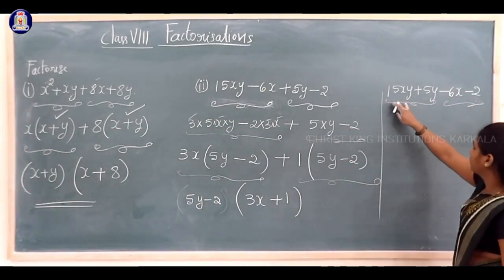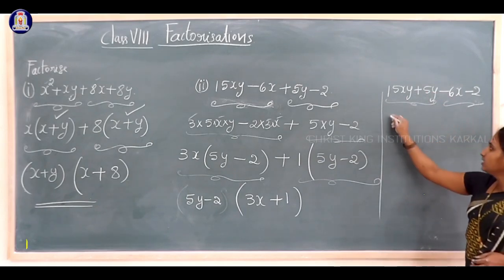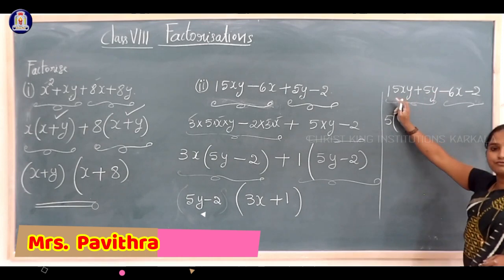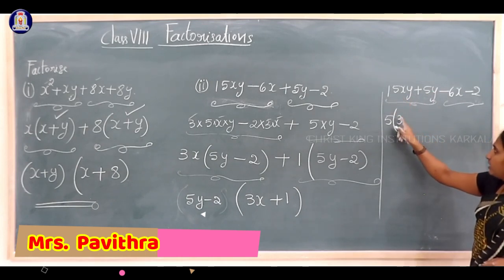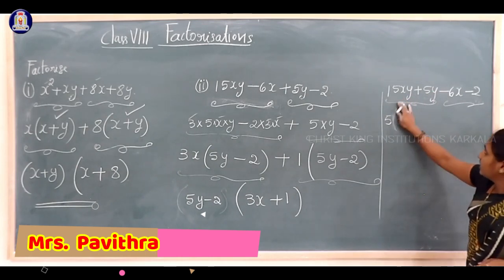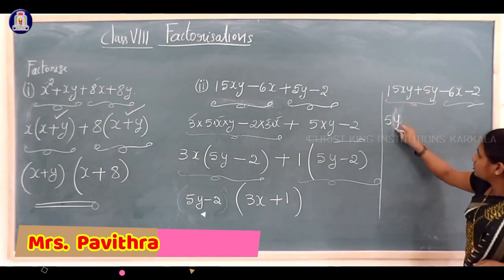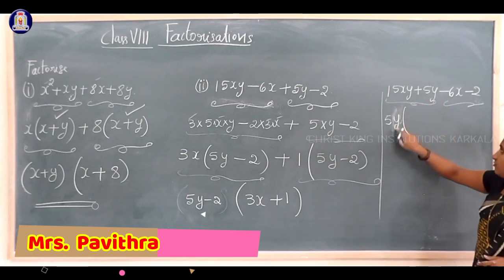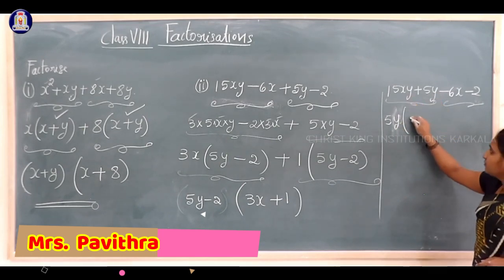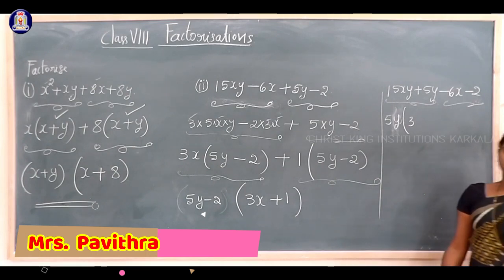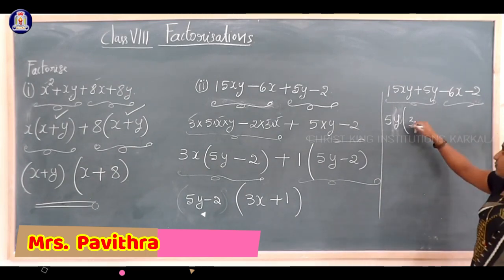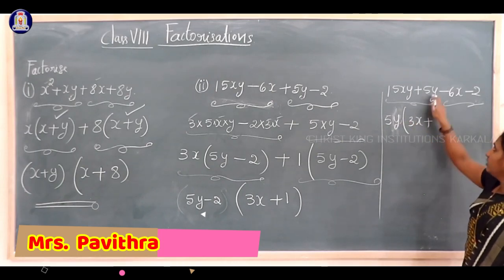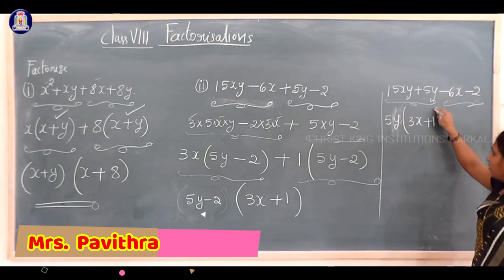But the answer will be the same. In 15 and 5, if you take 5 outside, 5 how much makes 15? 5 3s. So the remaining is 3, and y is common, right? So you take y also outside. So if you take 5y outside, y being the same variable, 5 how much makes 15? 5 3s 15. The remaining variable is x, plus 5y how much? 5y. So 5 1s 5.